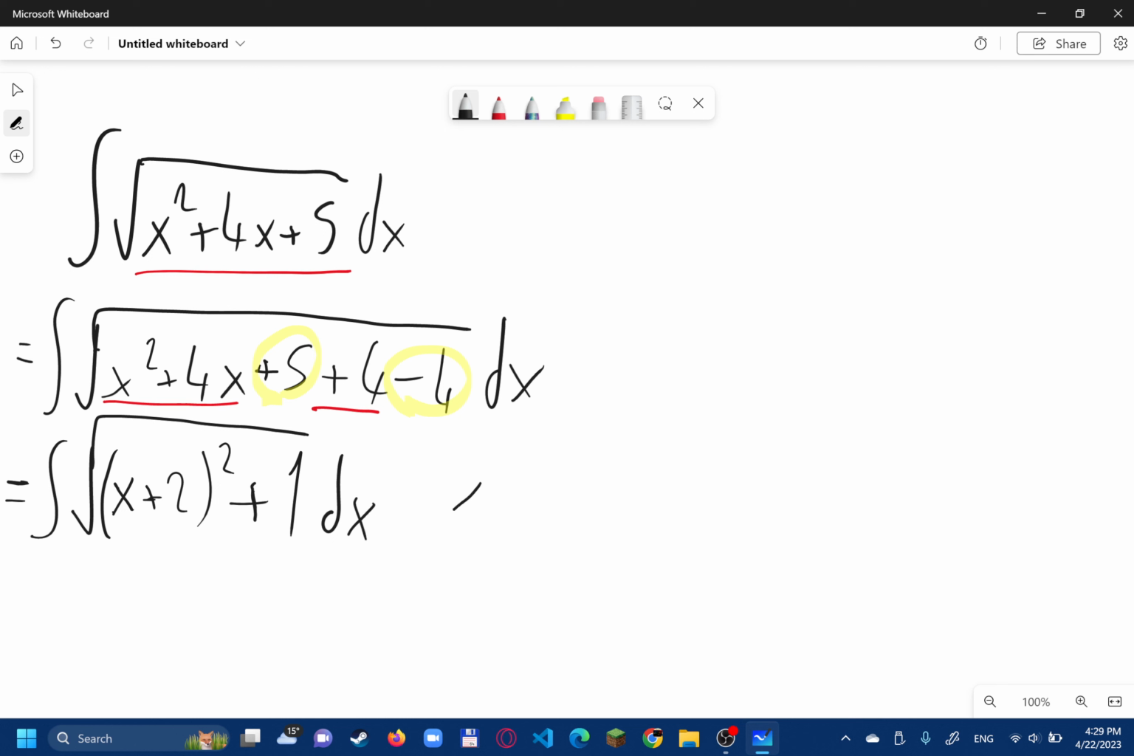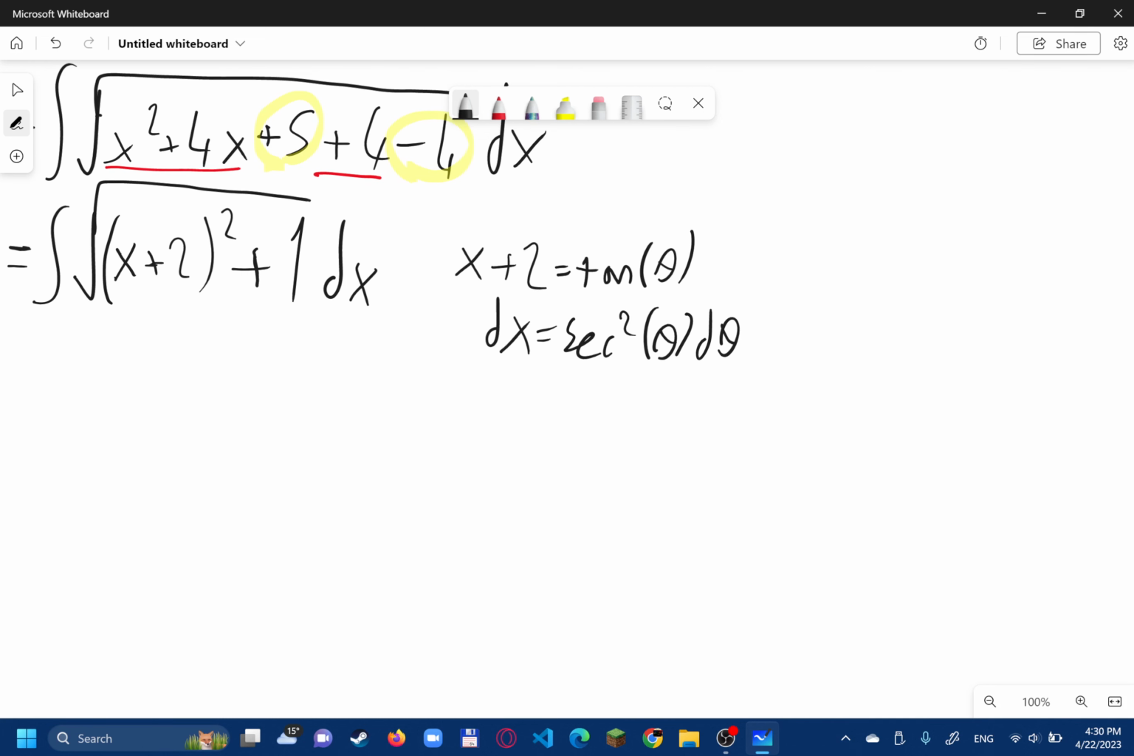So x plus 2, we can use trig sub over here. So x plus 2 will equal tangent theta. So dx will equal secant squared theta d theta. The reason we use tangent theta is because of this famous identity, namely tangent squared theta plus 1 is equal to secant squared theta.